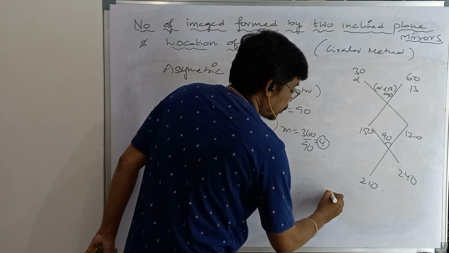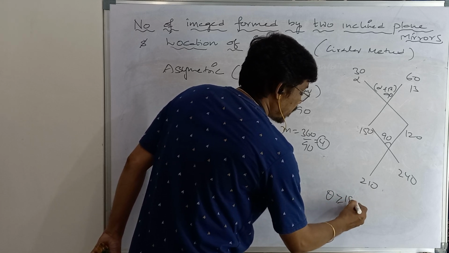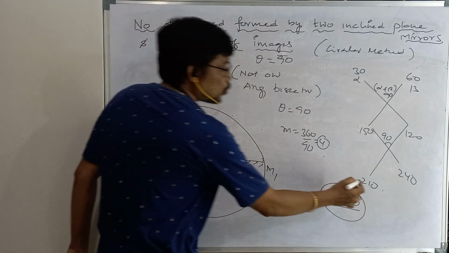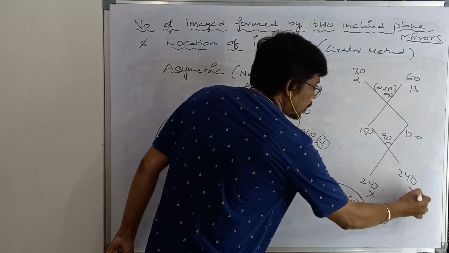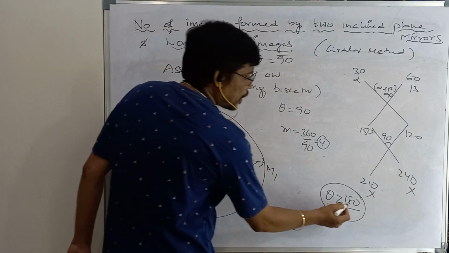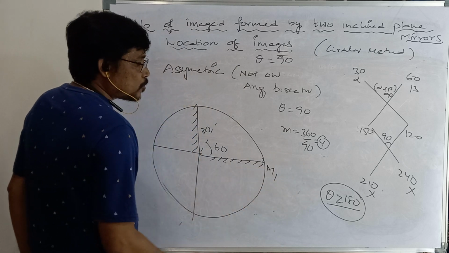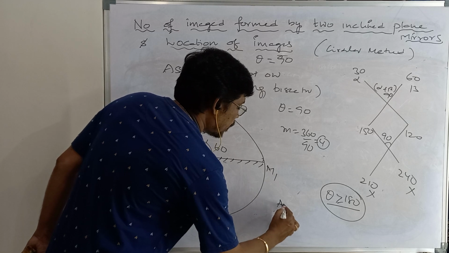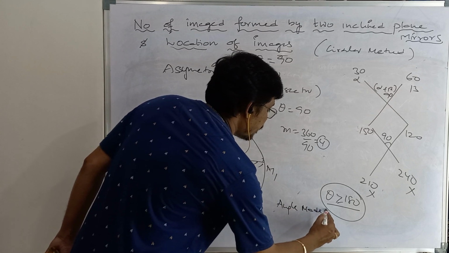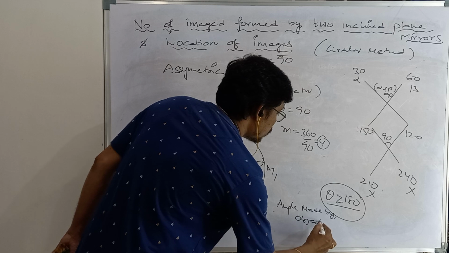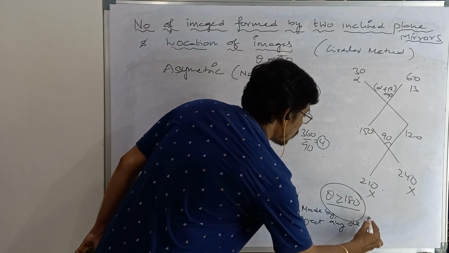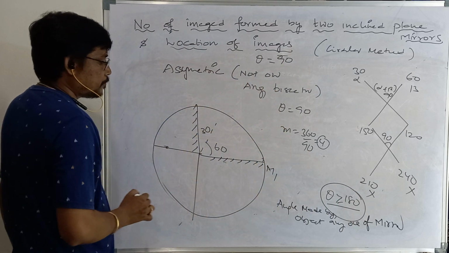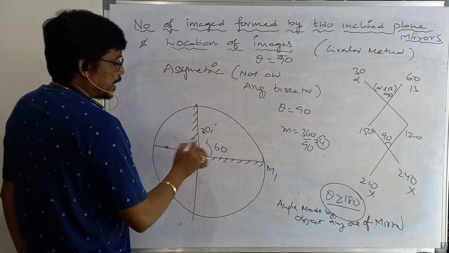It is more than 180. If theta is greater than or equal to 180, no images are formed. Keep it in mind. Why? This is more than 180, so here no image is formed, and here also no image is formed. Why, when theta is greater than 180, is no image formed? Theta is the angle made by the object with any one of the mirrors. That means, suppose the object is here and the mirror is here, both having 180 degrees.